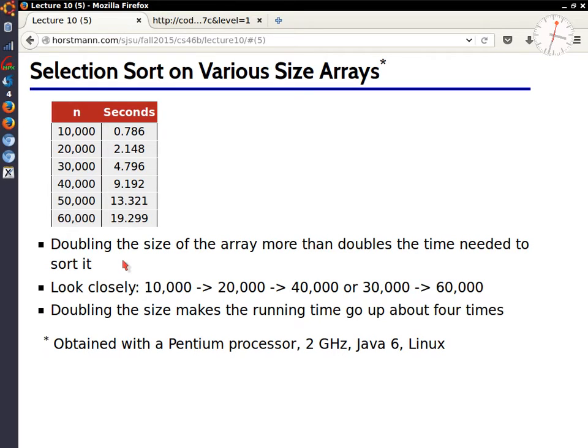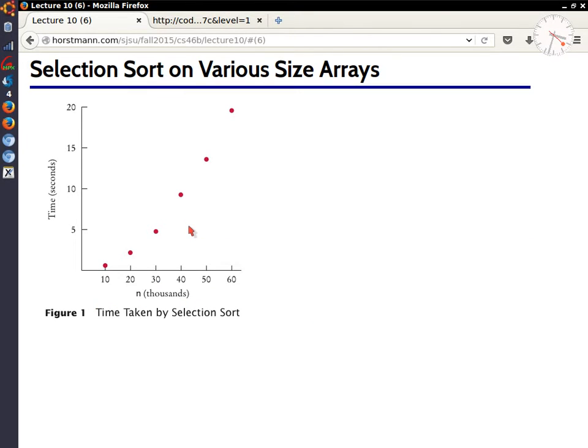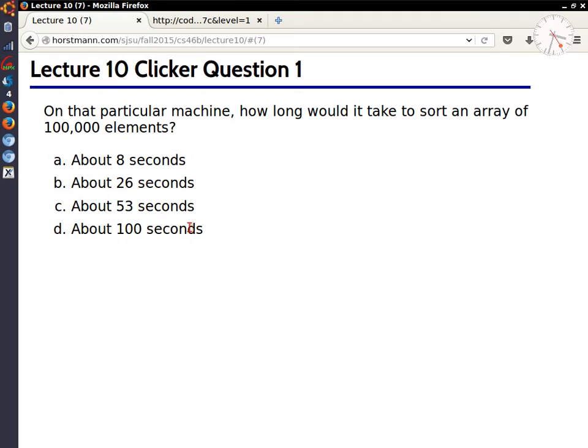So here, and I timed this years ago, you can see that if you have an array with 10,000 numbers, it takes less than a second. With 60,000 numbers, it takes 20 seconds. So that's kind of depressing. All right, so on this particular machine, I would like you to tell me how long it takes to sort 100,000 elements. I just want to know just how bad is this algorithm, this selection sort.